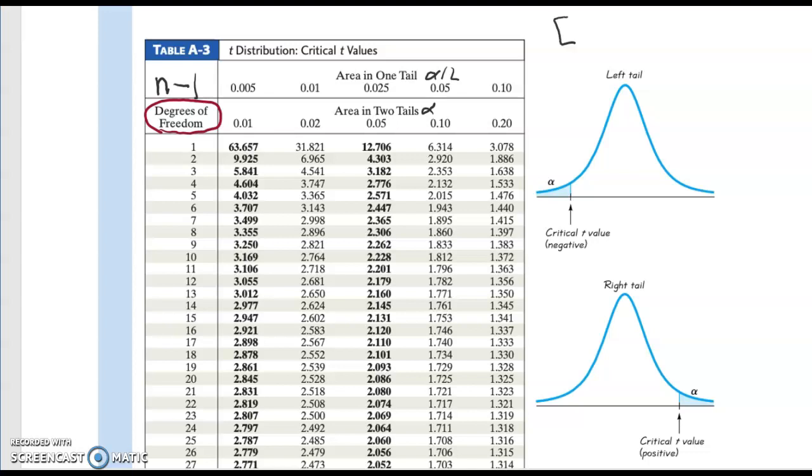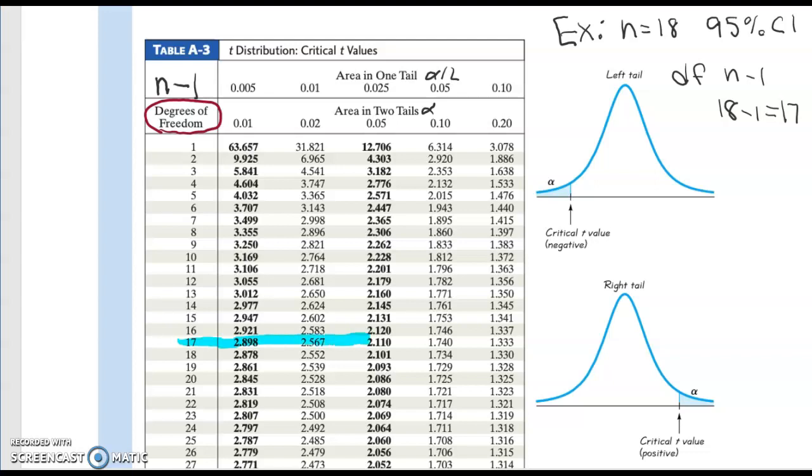So as an example, let's say I have n equal to 18, and I want to find a 95% confidence interval. Well, first thing I'd do is find my degrees of freedom. Degrees of freedom is n minus 1. So 18 minus 1 equals 17. So I'm going to go ahead on my chart and find the degrees of freedom of 17. I'm going to mark off that whole row across.